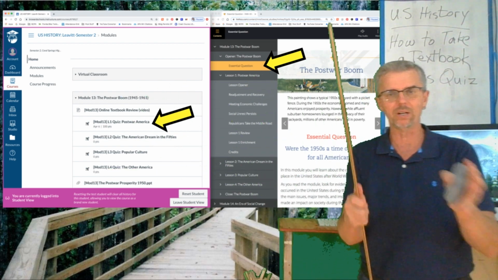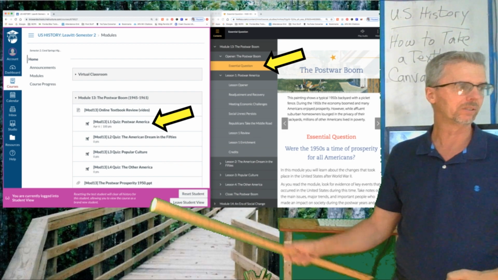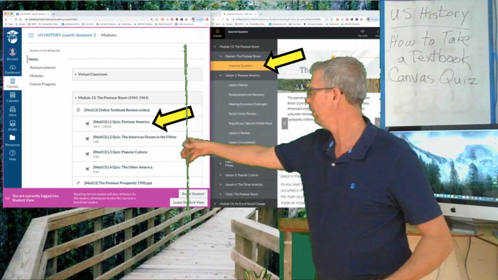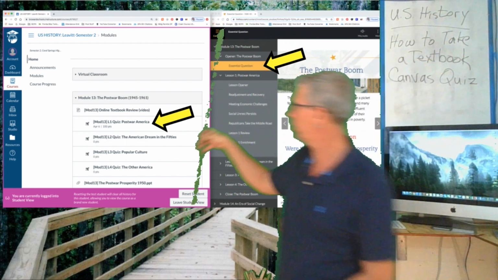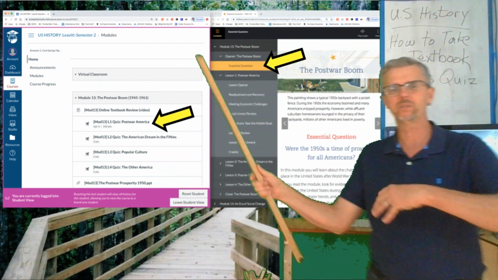But if you've just got a school laptop and that's all you've got, it's going to look a lot like this when you get it set up. You're going to resize your textbook over here, and you're going to resize Canvas over here so that you are now side by side.